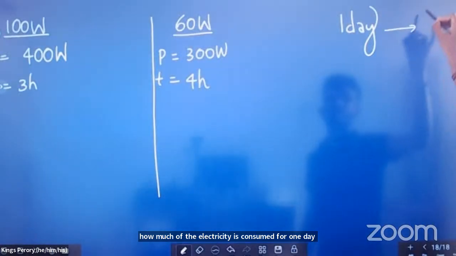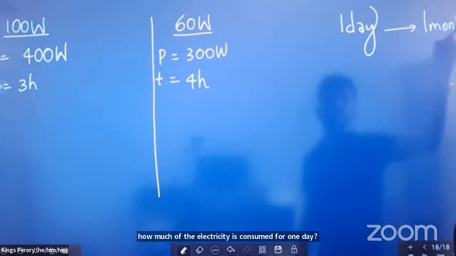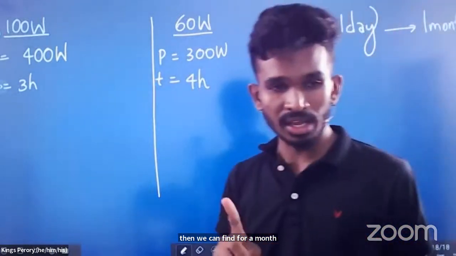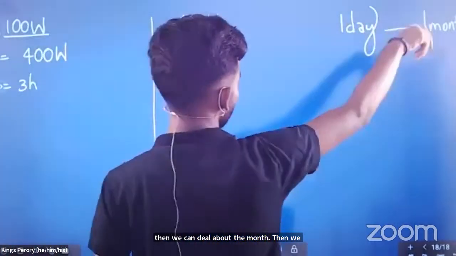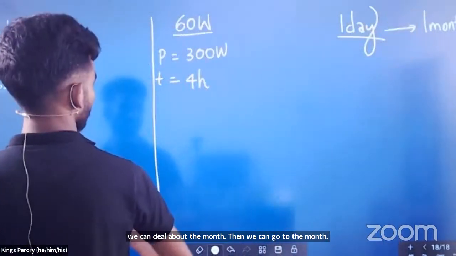Then we can find for a month. First, we will find the electricity consumption for a day. Then we can deal with the month. So leave the month aside. We'll deal with the day part first.